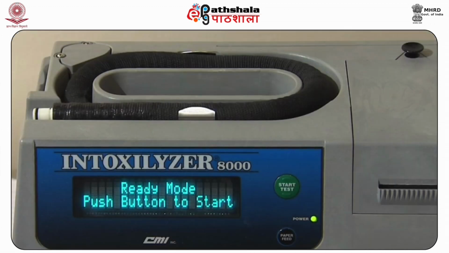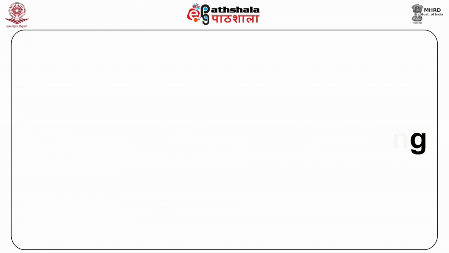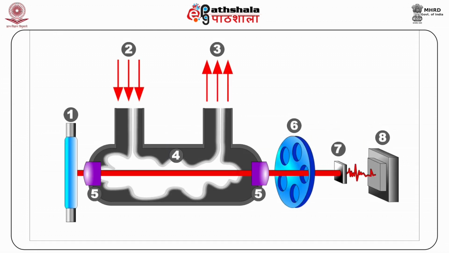Intoxilyzer. This device works on the basic principle of infrared or IR spectroscopy, thus identifying the presence of alcohol on the basis of its vibrational frequencies. Instrumentation and working. The device contains a source of IR radiation, like a lamp, generating an IR beam. The IR beam is made to pass through the chamber containing the sample and is then focused on a rotating filter wheel with the help of a lens.